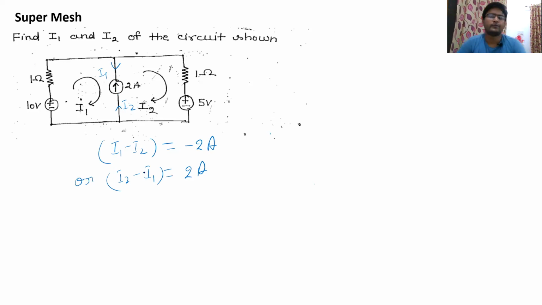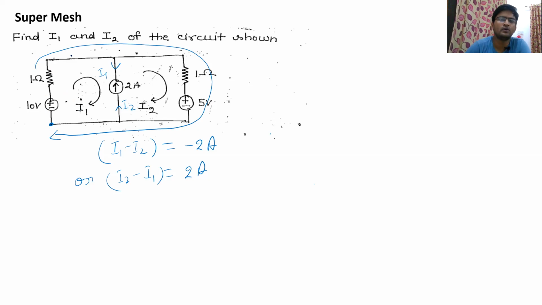So now, since we have got the relation between I1 and I2, but this is not sufficient to get the value of I1 and I2 individually, we have to write one more equation, which is a KVL equation, and this equation will be written in this larger loop. Suppose we will start from here, we will skip this common 2 ampere current branch and directly go to the next second mesh and then come back here, right?